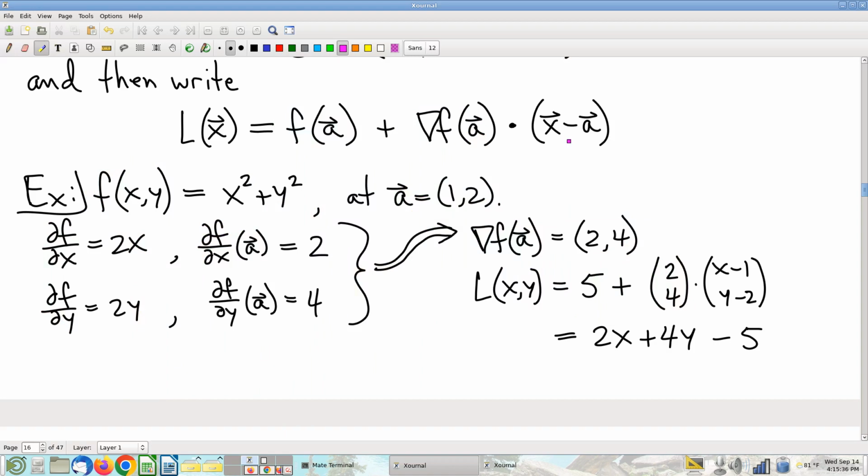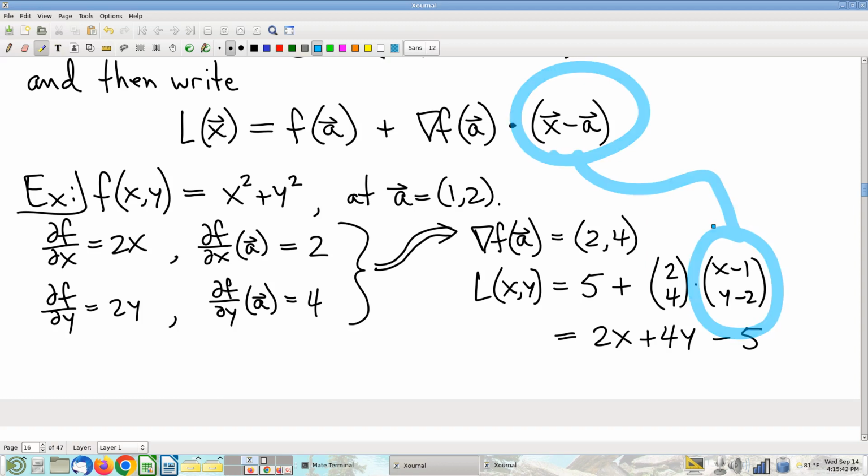we've got this x minus a business. Conveniently, x minus a, well, x is the vector with coordinates x and y. And a is given, 1, 2. So that is x minus 1, y minus 2. And that's what happens when you subtract those. So, plug and chug. That's all there is to it here.